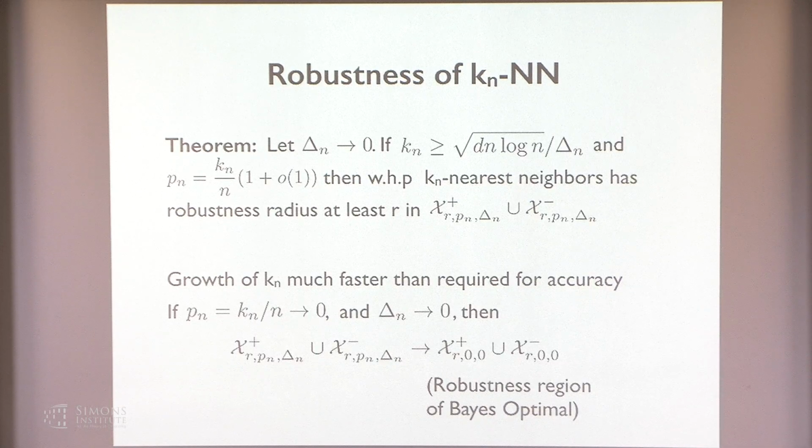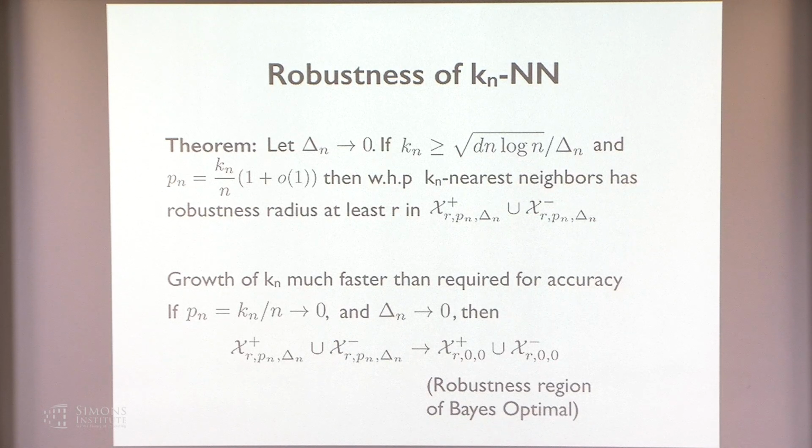But the thing to notice is that for accuracy, all you needed was kn to go to infinity, right? And this is a much faster rate of growth. Square root dn log n is pretty fast, right? So this is something to note, and we don't actually have any bounds of what happens in between.